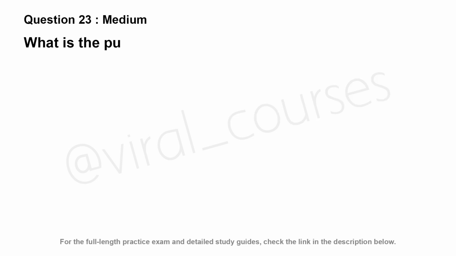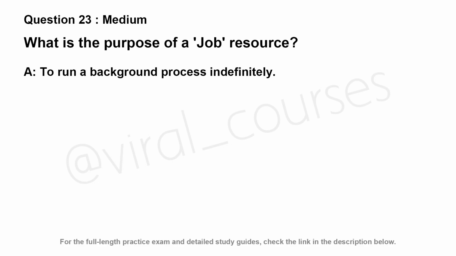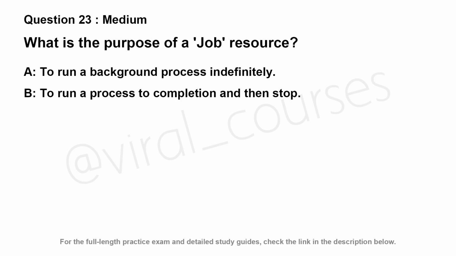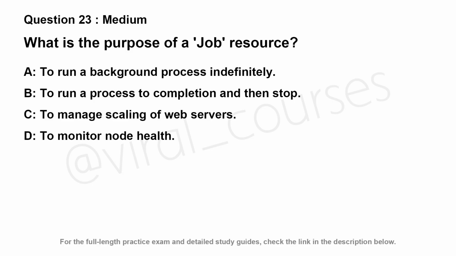What is the purpose of a job resource? Option A. To run a background process indefinitely. Option B. To run a process to completion and then stop. Option C. To manage scaling of web servers. Option D. To monitor node health.